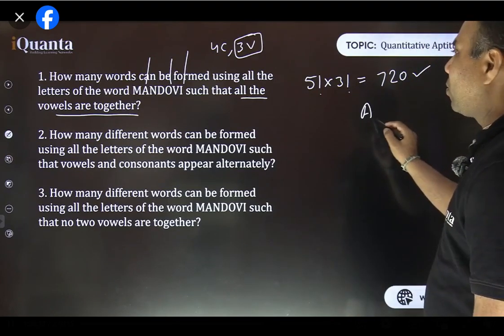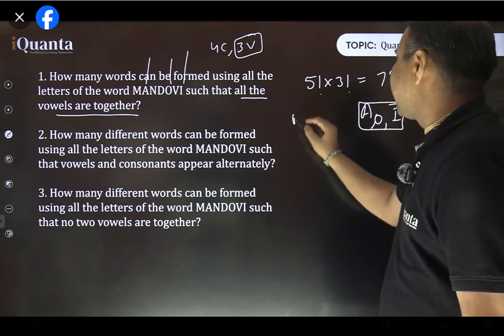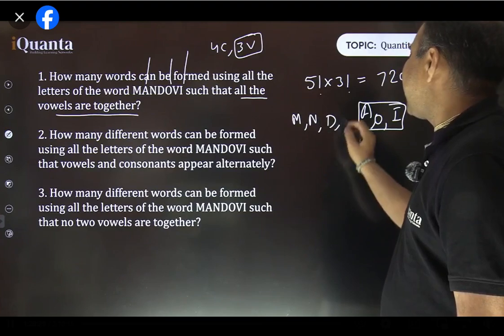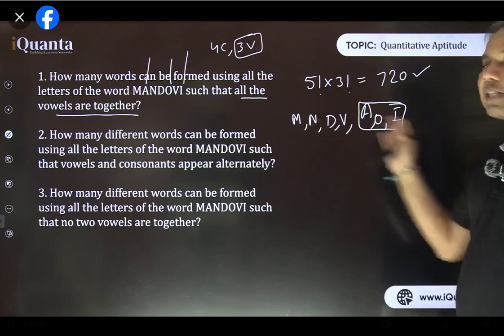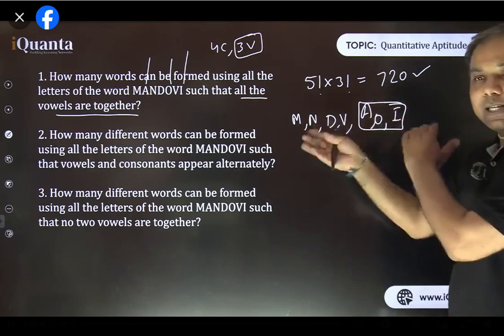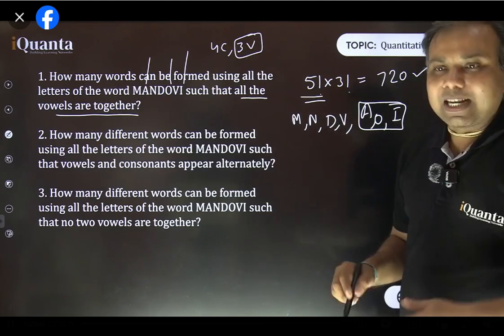So A, O, I, these 3 are vowels. They must be together. Beside that, we are having M, N, D, and V. So basically M, N, D, V, and this box. These 5 things need to be arranged among themselves, isn't it? So these 5 things can be arranged in how many ways? It is 5 factorial. That we have already done.